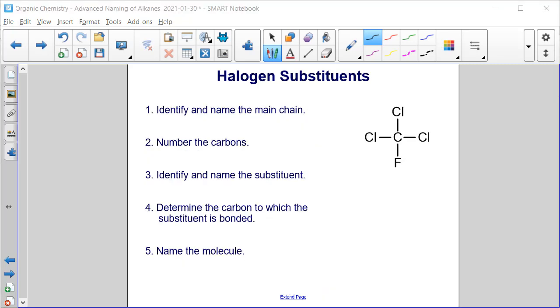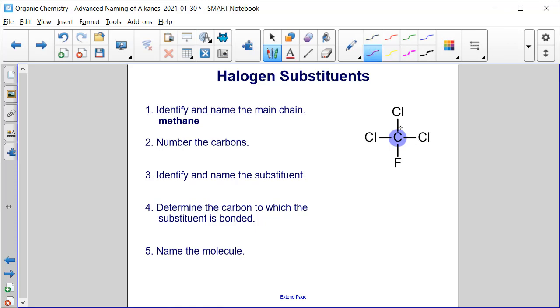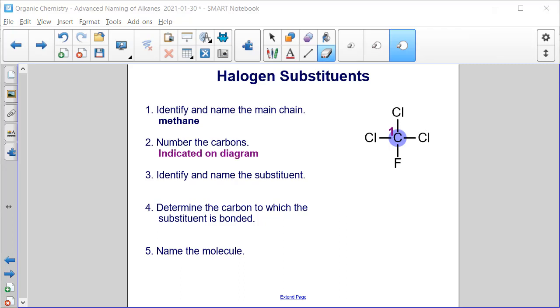All right, so let's do an example with this halogen substituent. First, identify and name the main chain, the longest carbon-carbon chain. Well, it's just 1 carbon right here. That's the longest chain, and if it's 1 carbon, we would call that methane. Number the carbons: the next step is also pretty straightforward. To number the carbon, there's only 1, so we just number it 1.